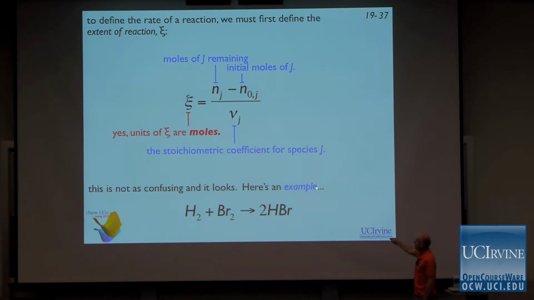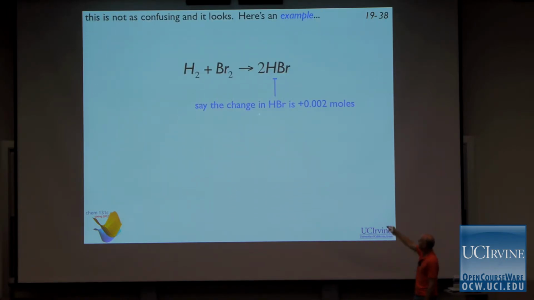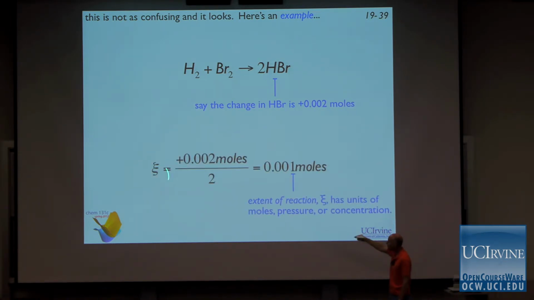Okay, so this is not as confusing as it looks. Here's an example. H2 plus Br2 gives 2HBr. And let's say that the change in HBr is plus 0.002 moles. That's the change in the number of moles of HBr as this reaction is occurring. So the extent of the reaction is going to be plus 0.002 moles divided by plus 2, because that's the stoichiometric coefficient for a product, and so it's positive by definition. And so I get 0.001 moles. Usually moles.